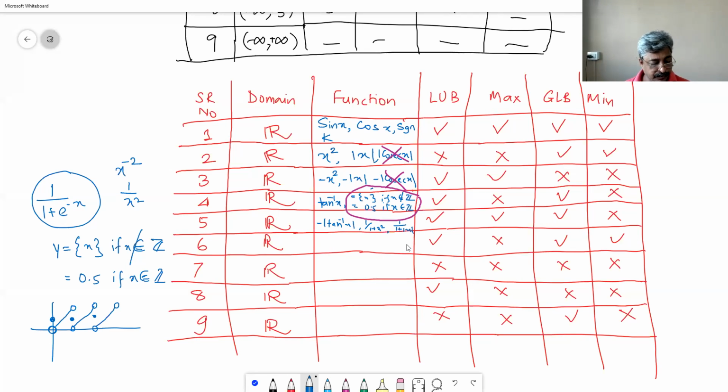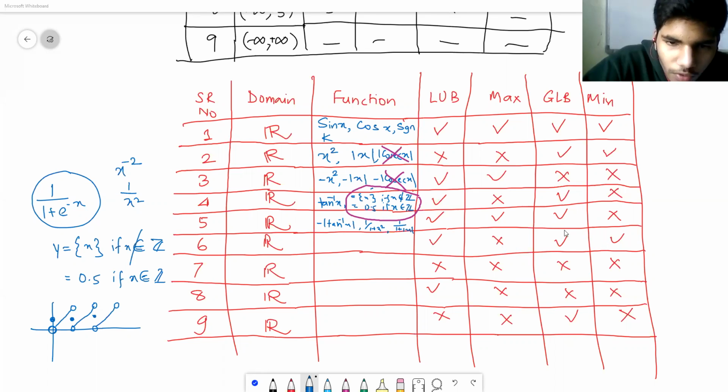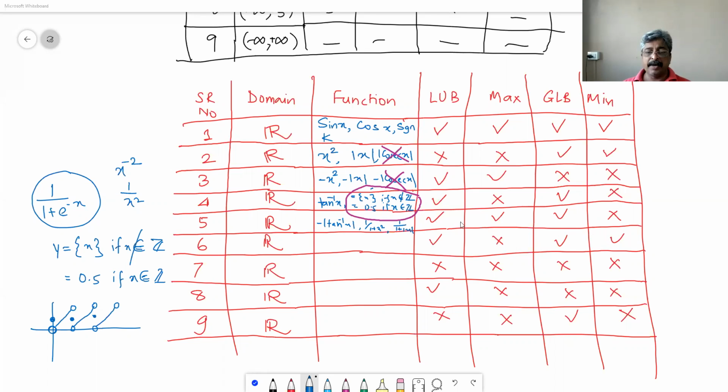Sixth. LUB is there, maximum is not there, GLB is there, minimum is there. Mod of tan inverse. Now this is the opposite of this, right? So everywhere you remove the negative sign: mod of tan inverse x, minus 1 upon 1 plus x square, minus 1 upon 1 plus mod x. This will give you the job.